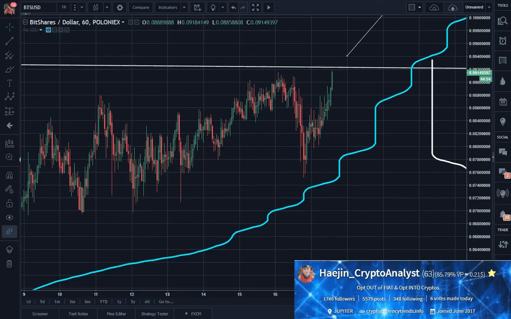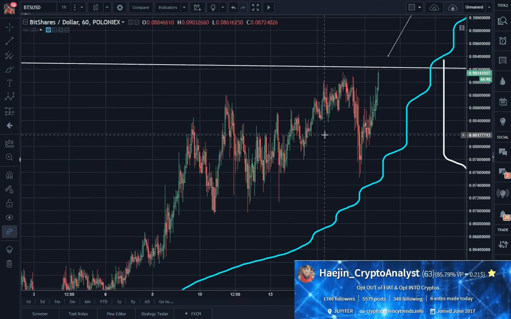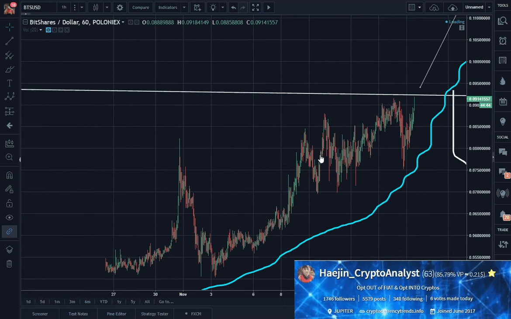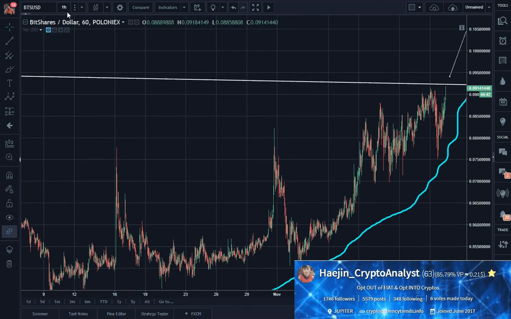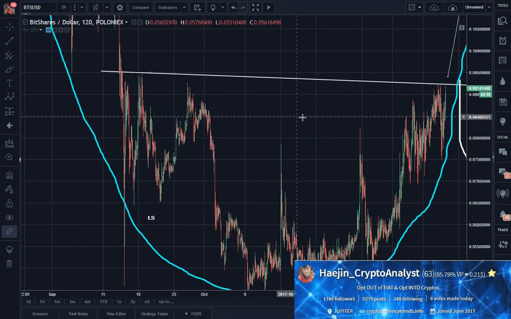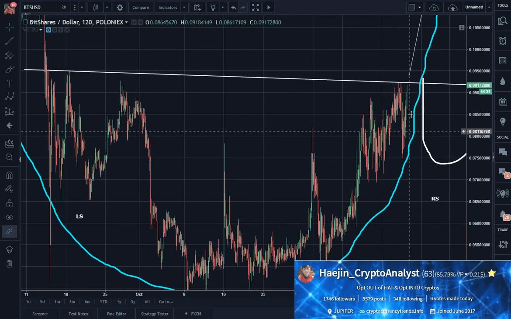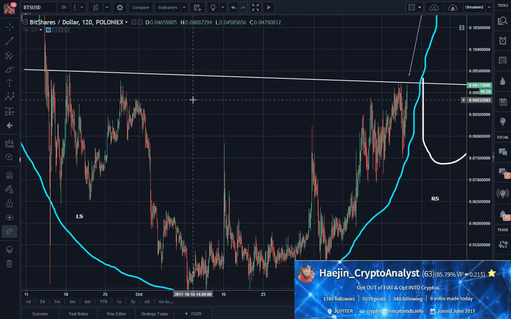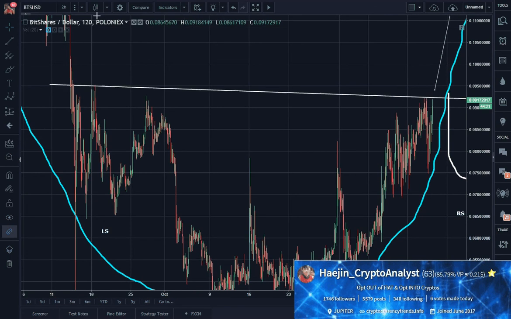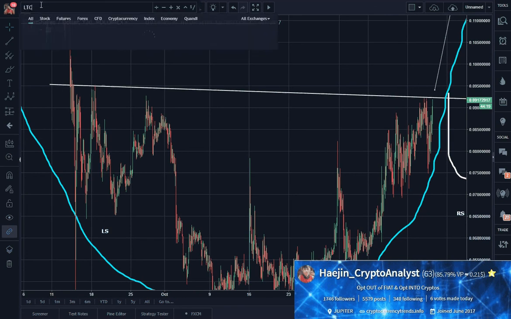Hold on. By the way, this is BTS. Look at this one. Sorry to digress, but this is getting exciting. Hold on. I'd be curious if that neckline gets breached. Then we can maybe see 21 cents. Anyway, sorry. This is a tutorial.